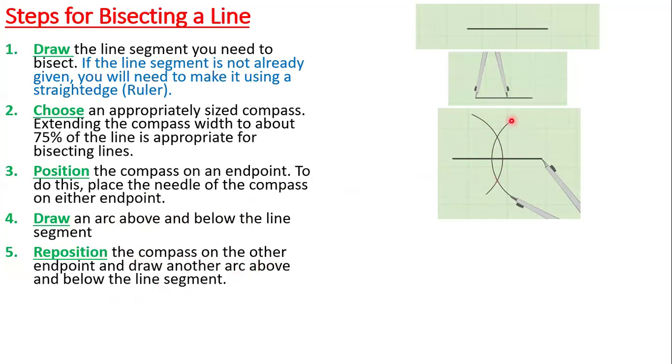Makes sense? Come on this side now. Put the compass point at this side and draw the arc above and also draw the arc below. So we reposition the compass on the other endpoint, draw the arc above the line segment and also below the line segment. Same thing here. We do it above the line segment, we also do it below the line segment. And that's how we do it for that one.